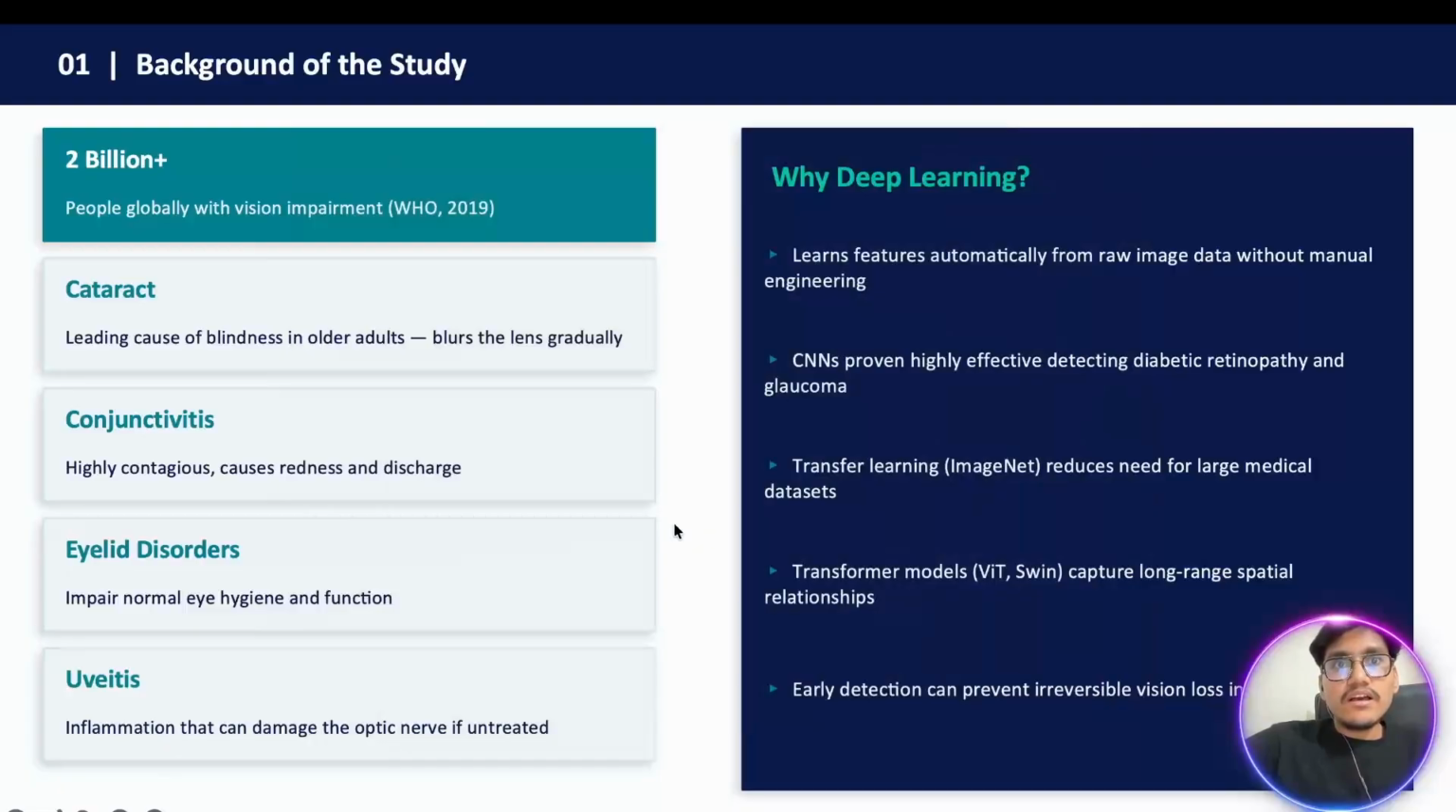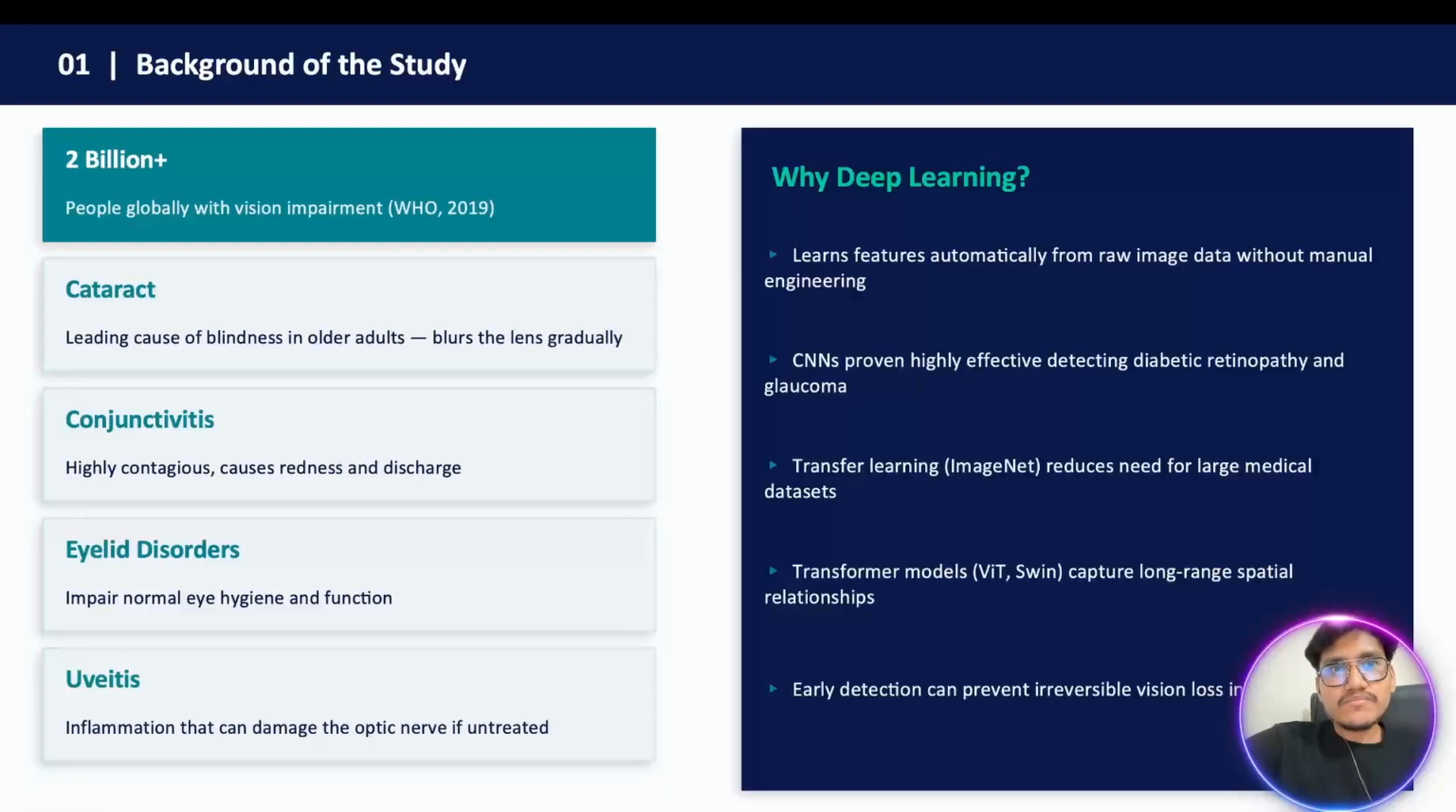And then second, CNNs, convolutional neural networks, have already proven highly effective in detecting other eye diseases like diabetic retinopathy or glaucoma. Those I found on the web. So there is strong evidence that this approach works in ophthalmology. All this information I am giving is from the web.